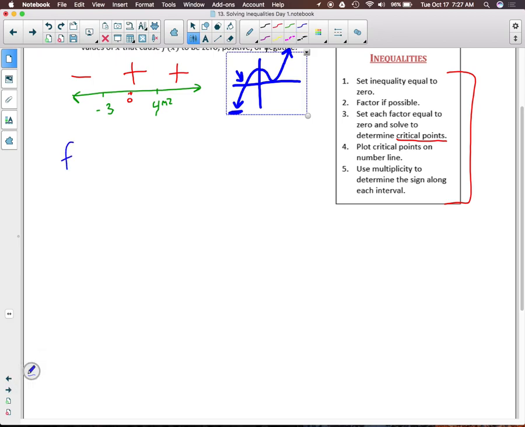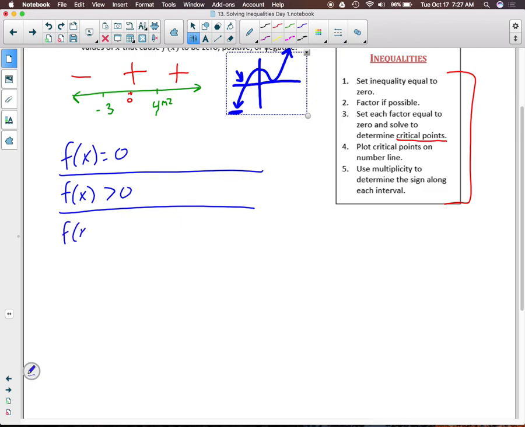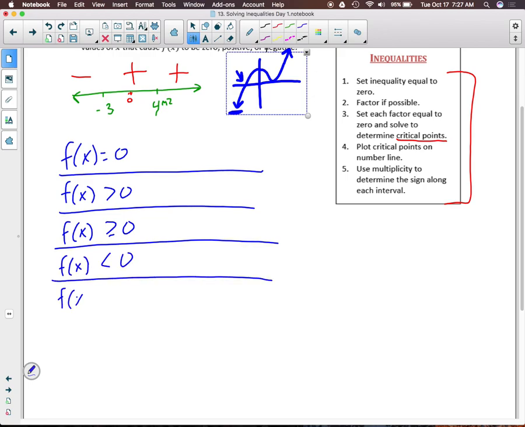So I'm going to do f of x equals 0. I'm going to do f of x is greater than 0. F of x is greater than or equal to 0. F of x, I should have just made a table for you, is less than 0. F of x is less than or equal to 0. Whew. And the last one is f of x is just not equal to 0.